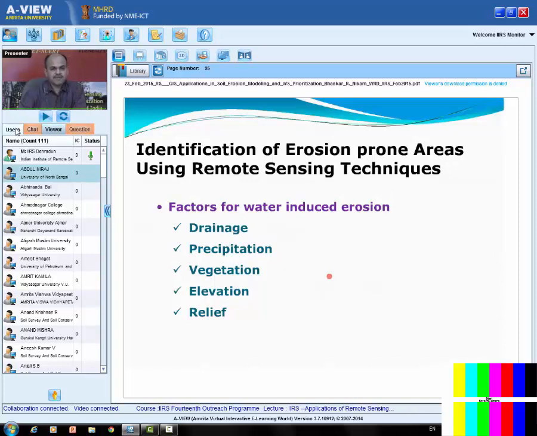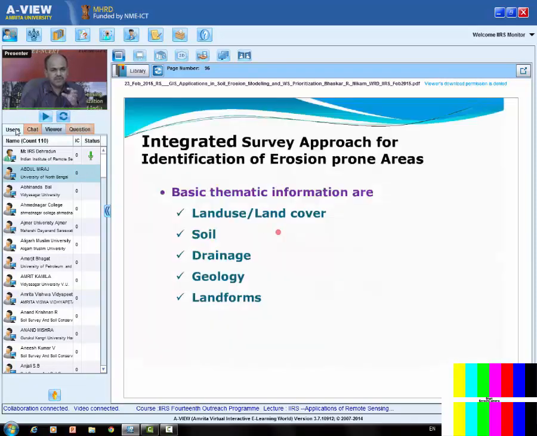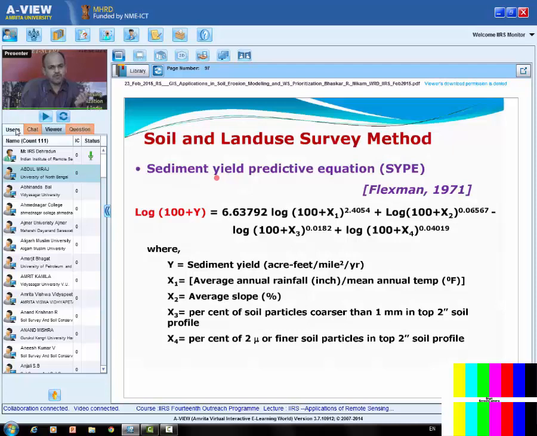The factors which affect these erosion rates are the drainage, precipitation, vegetation health, elevation and the relief, and almost each of these factors you can monitor using remote sensing. So that's why there is an importance of remote sensing. You can derive a land use map, you can do soil mapping, you can map or derive the drainage network using DEM, and you can map geology and landforms using remote sensing data.